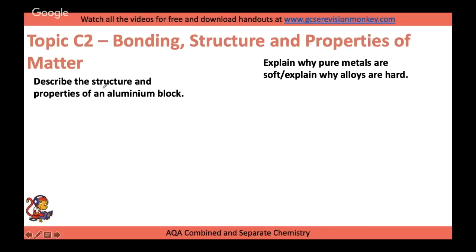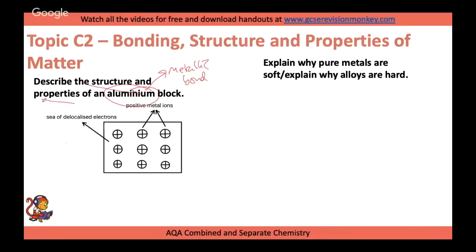So let's look at the structure and properties of an aluminium block. Could be any metal, but they're just asking you about metallic bonding here. So with metals, we've got a sea of delocalized electrons and regular arrangement of positive metal ions. So there's loads of electrons that are free to move around the whole structure, and you should know that metals are good conductors. So they have a high melting point, this is the properties, high melting point, high boiling point, and they can conduct electricity.